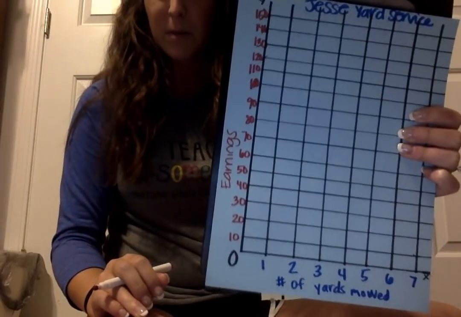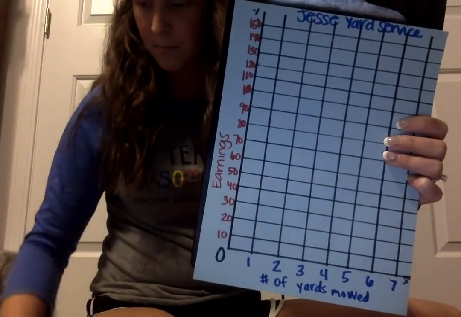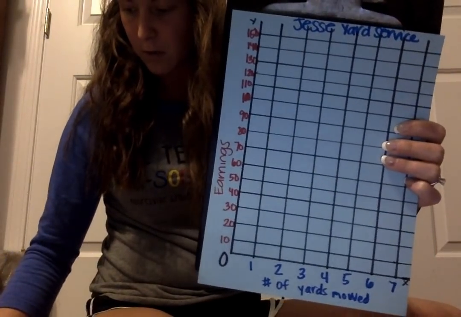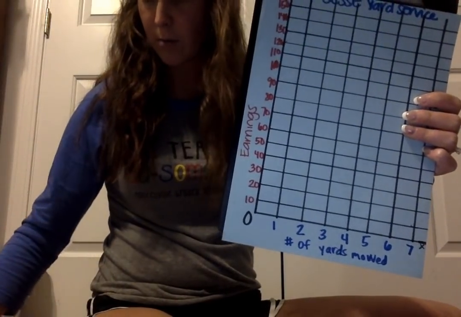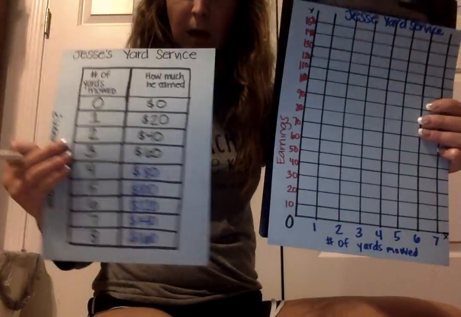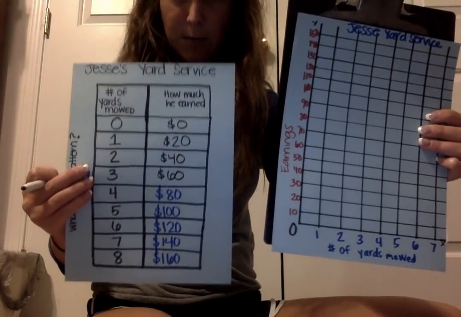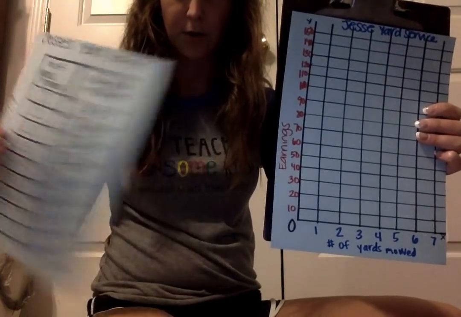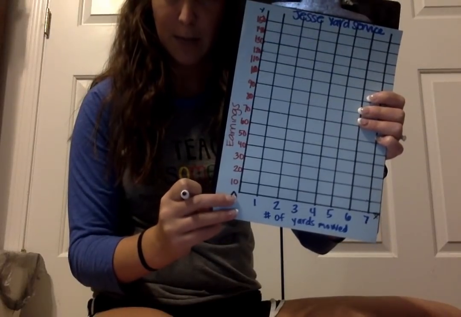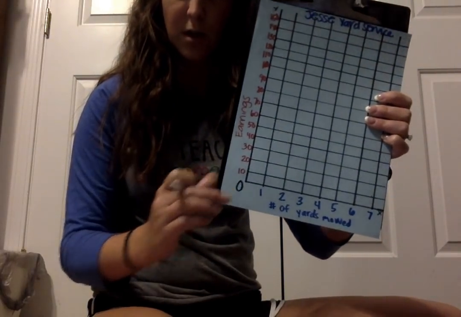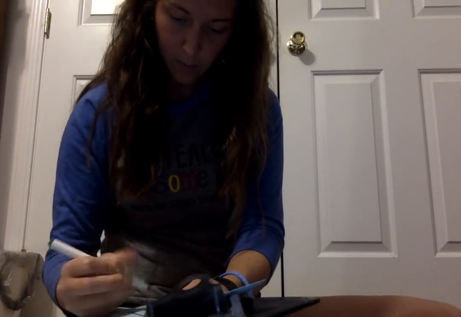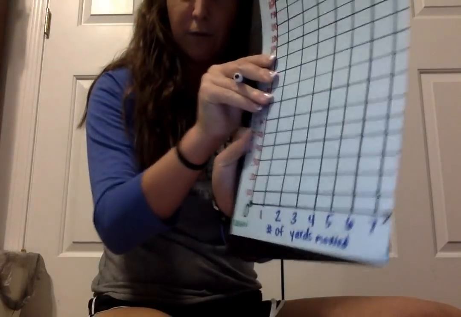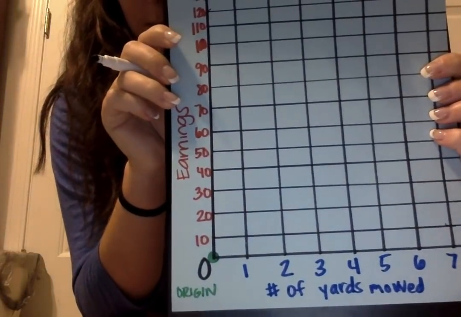Now it's time for me to start plotting my points. So I'm going to use my green crayon or my green marker to plot my points. My first point is 0 yards mowed, $0 earned. So that's just going to be down here at my 0 where we start, which is also called the origin of the graph. So I'm going to write origin down here just so I can remember that. And then I'm going to plot my first green point right there.